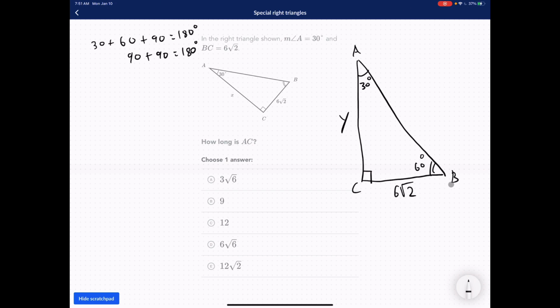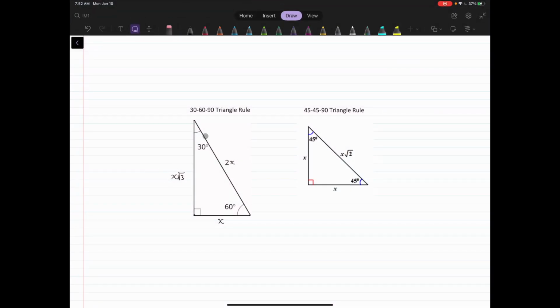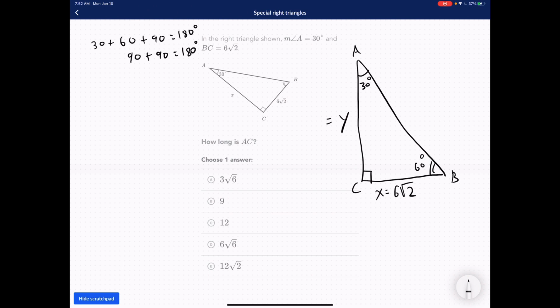So x is equal to 6 square root of 2. And this side is x square root of 3. So this y is supposed to be x square root of 3. But what is x? We said that was 6 square root of 2. So we just substitute this x for 6 square root of 2. So it's going to be 6 square root of 2 times square root of 3 is equal to y.